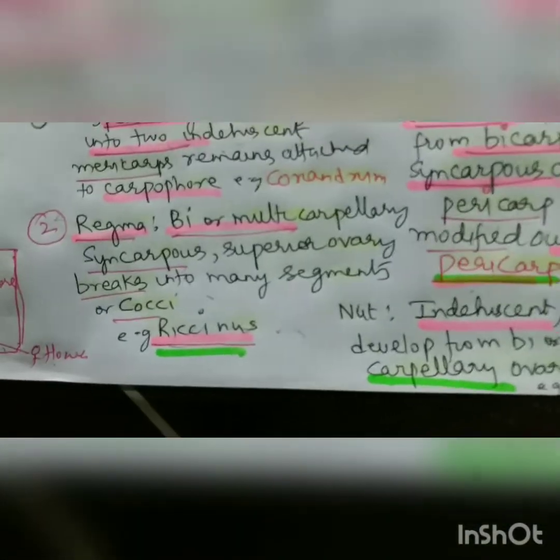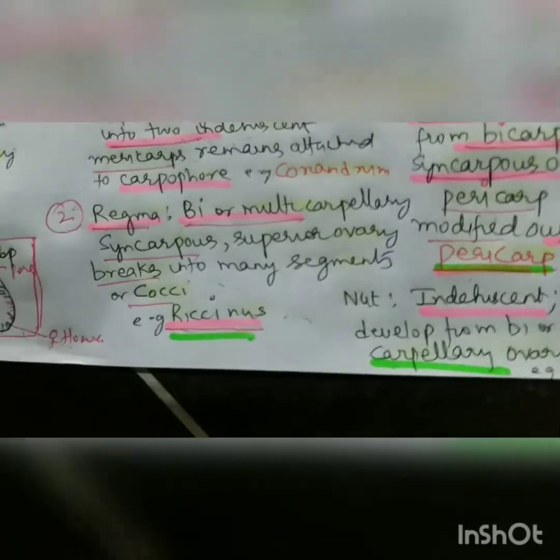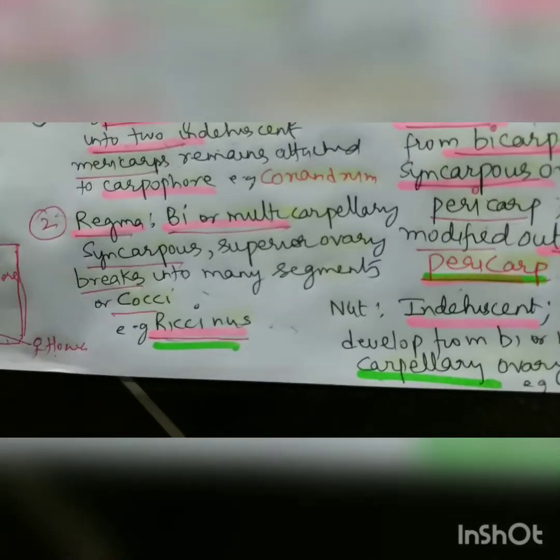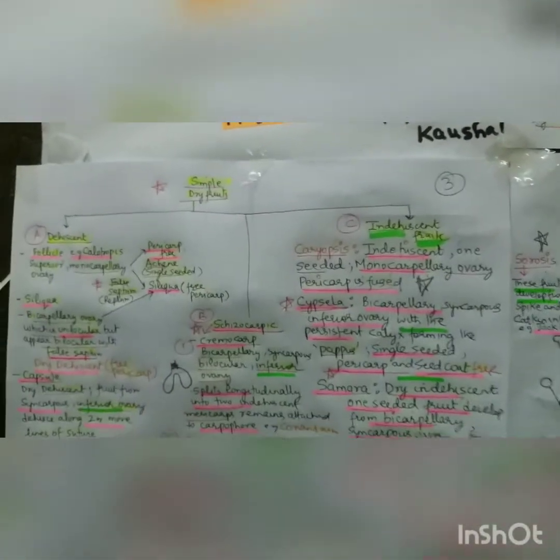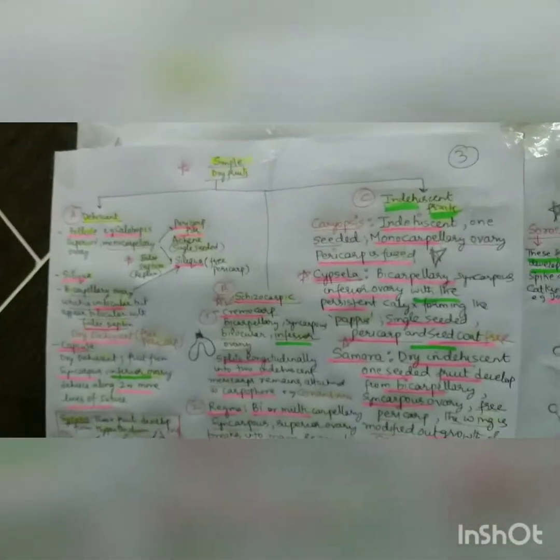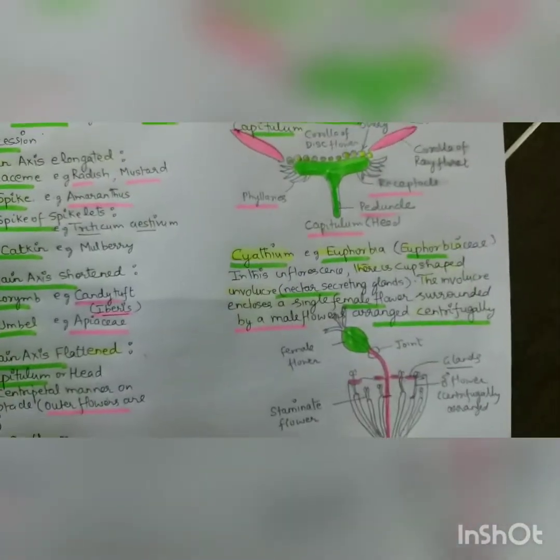And then we did the regma. Regma is a bicarpellary or multicarpellary syncarpous superior ovary that breaks into many segments, that is cocci. So I explained it right now. So this finishes the types of all the fruits. So see, by doing the families, simultaneously I finished all the fruits, and these fruits are very important.